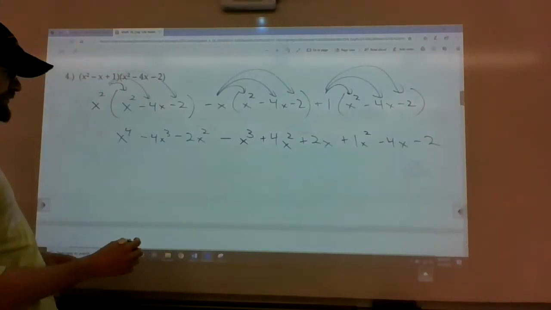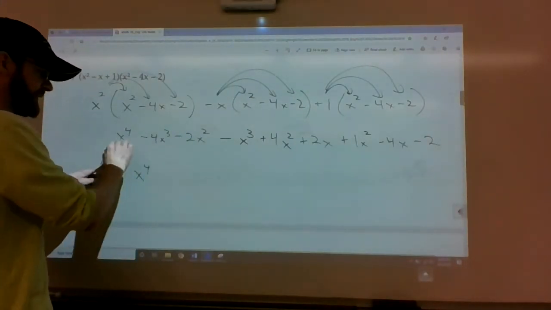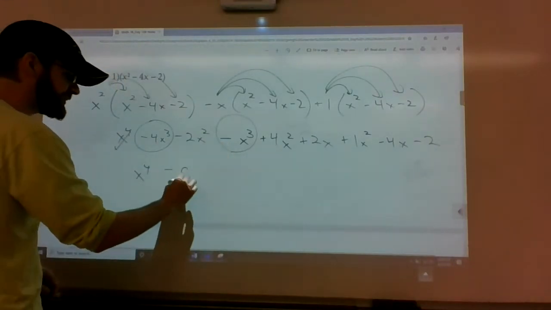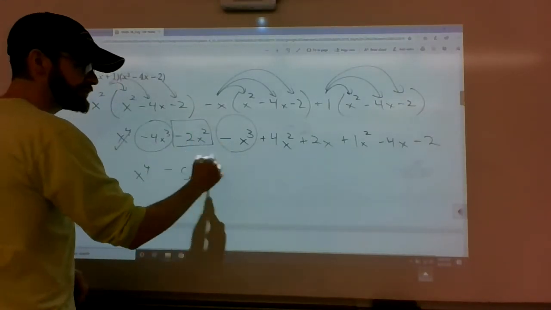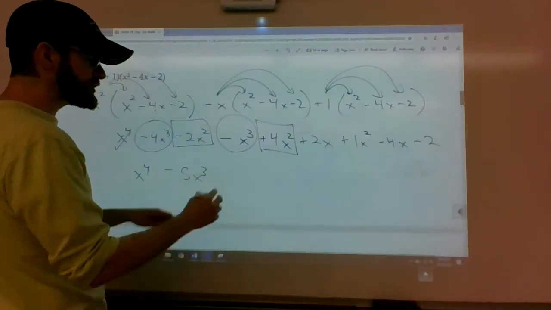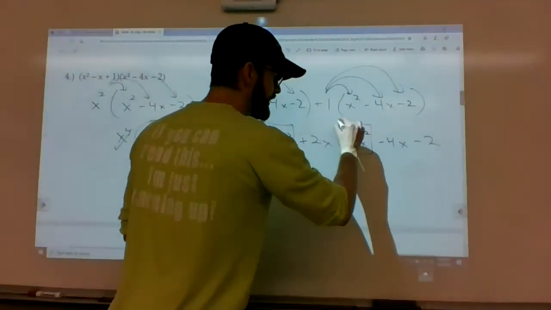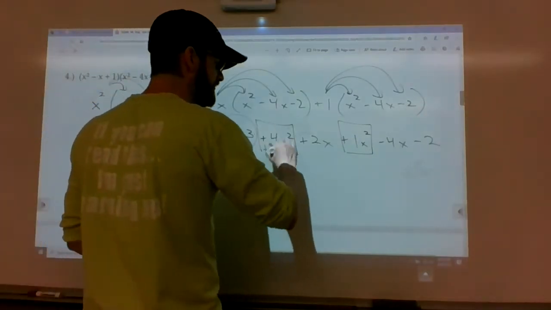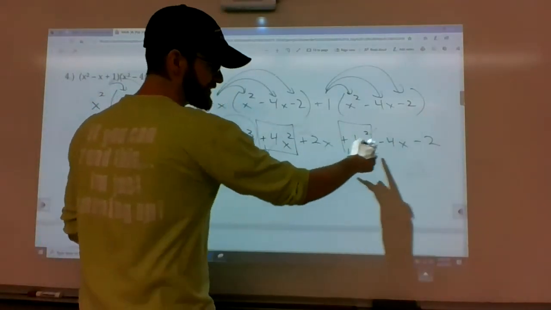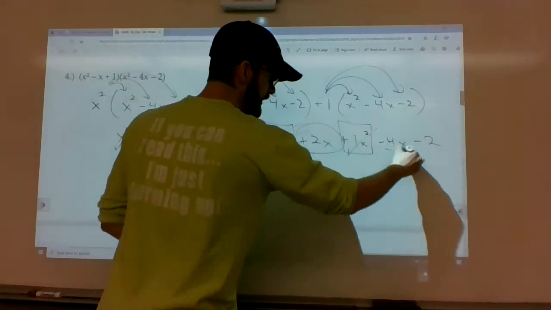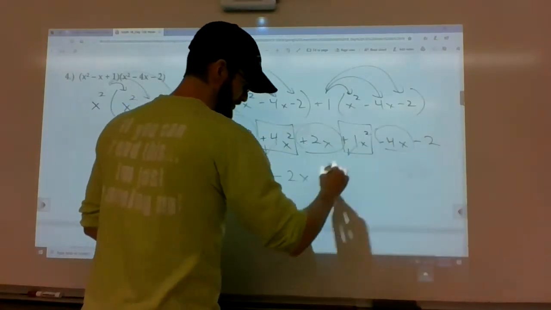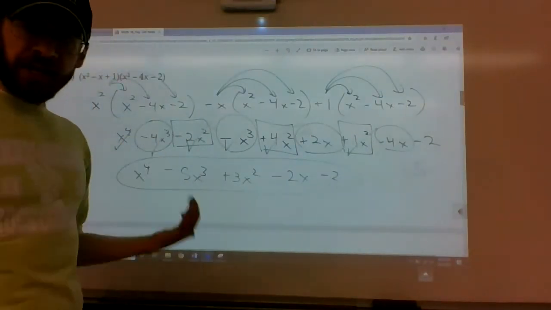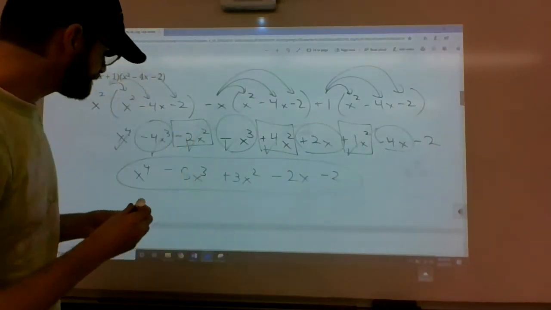Combine the like terms. We've got x to the 4th doesn't have anybody. X cubed, so that'd be negative 5x cubed. Negative 2x squared plus 4x squared is 2x squared plus 1x squared is 3x squared. So these are all taken care of. And then 2x minus 4x is negative 2x. And then minus 2 at the tail end. So check it out and see if you got the right answer.